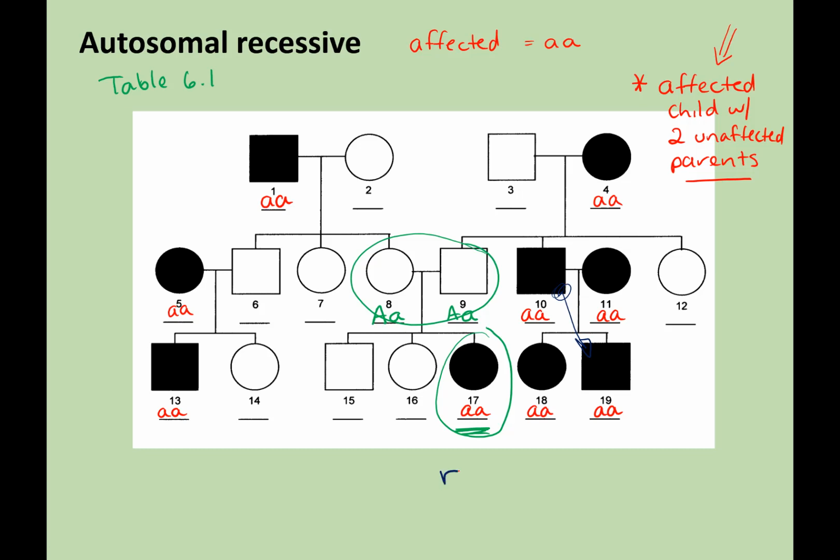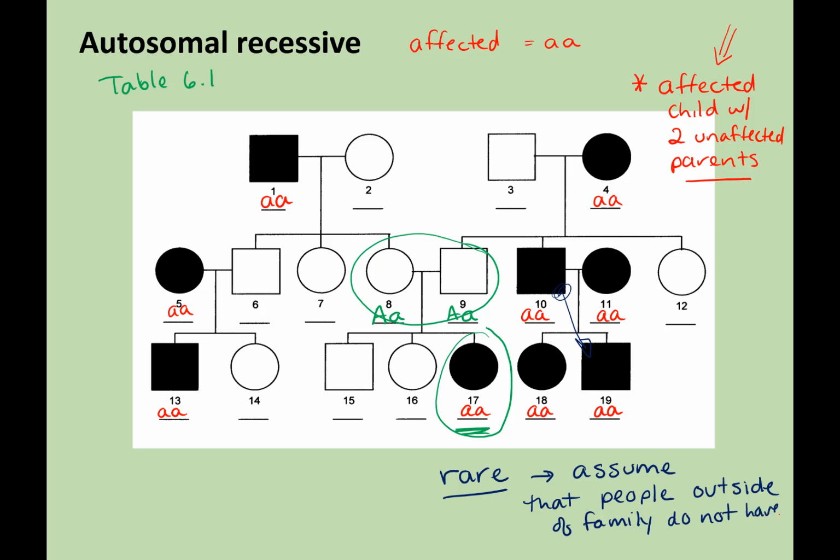If you get a problem that says it's a rare allele, then you assume that people outside of the family, so those coming in to breed, do not have or carry the trait, the allele, sorry. Assume that people outside the family do not have the allele.